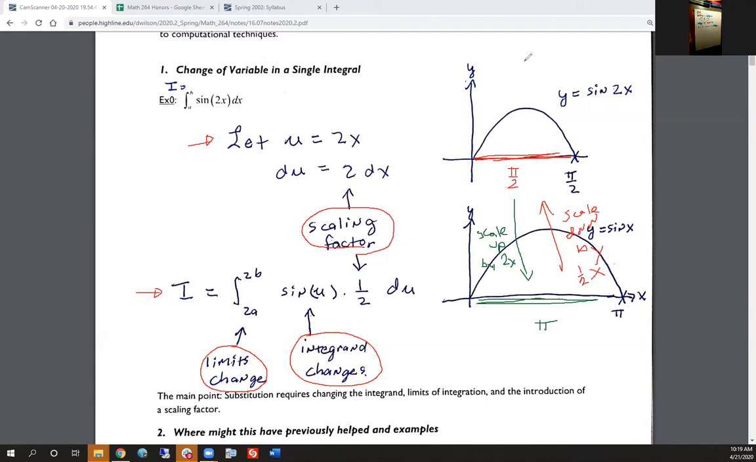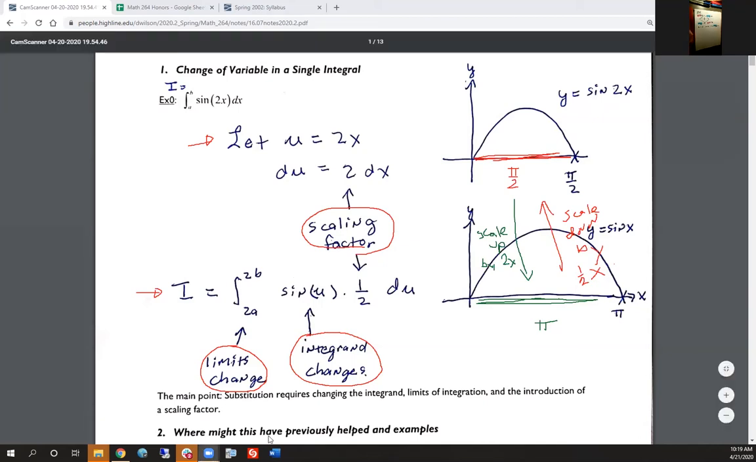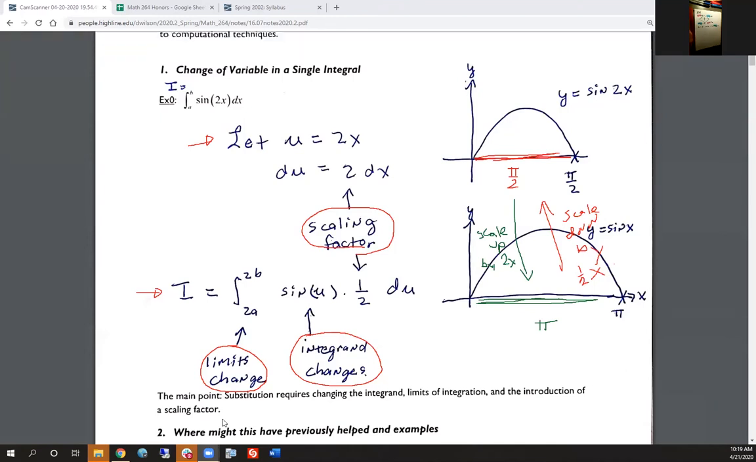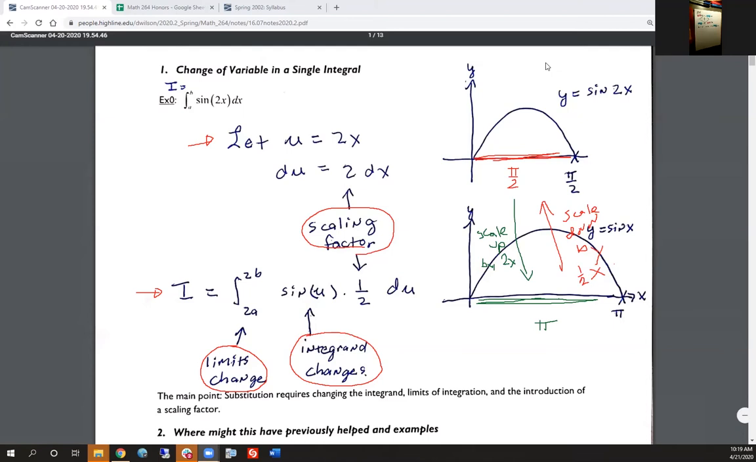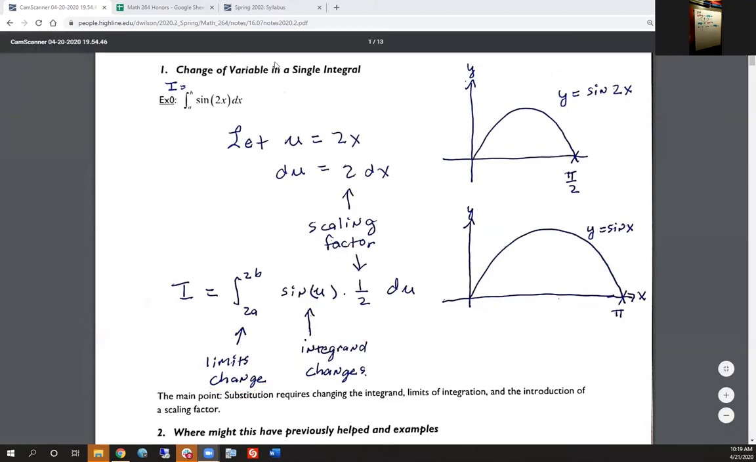Very good. So the main point is that substitution requires changing the integrand, that's this part, the limits of integration here, and the introduction of a scaling factor, all 3. And so let's start where I got a little bit ahead of myself, but let's start by looking at where this might have helped you on your last assessment.